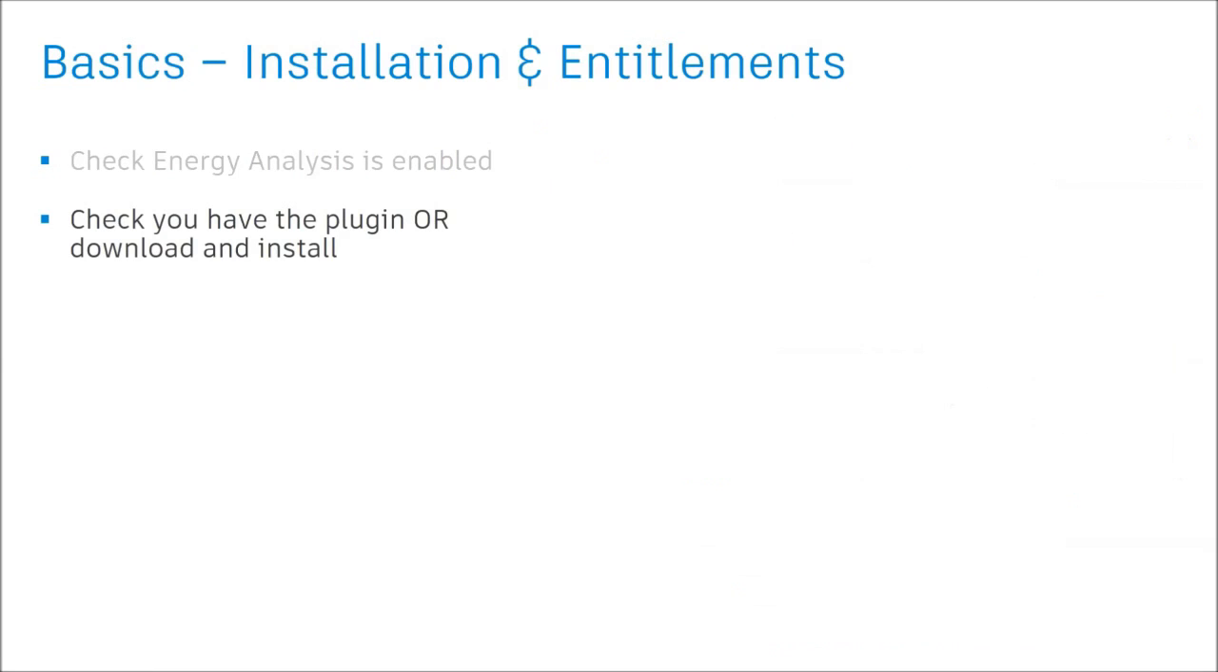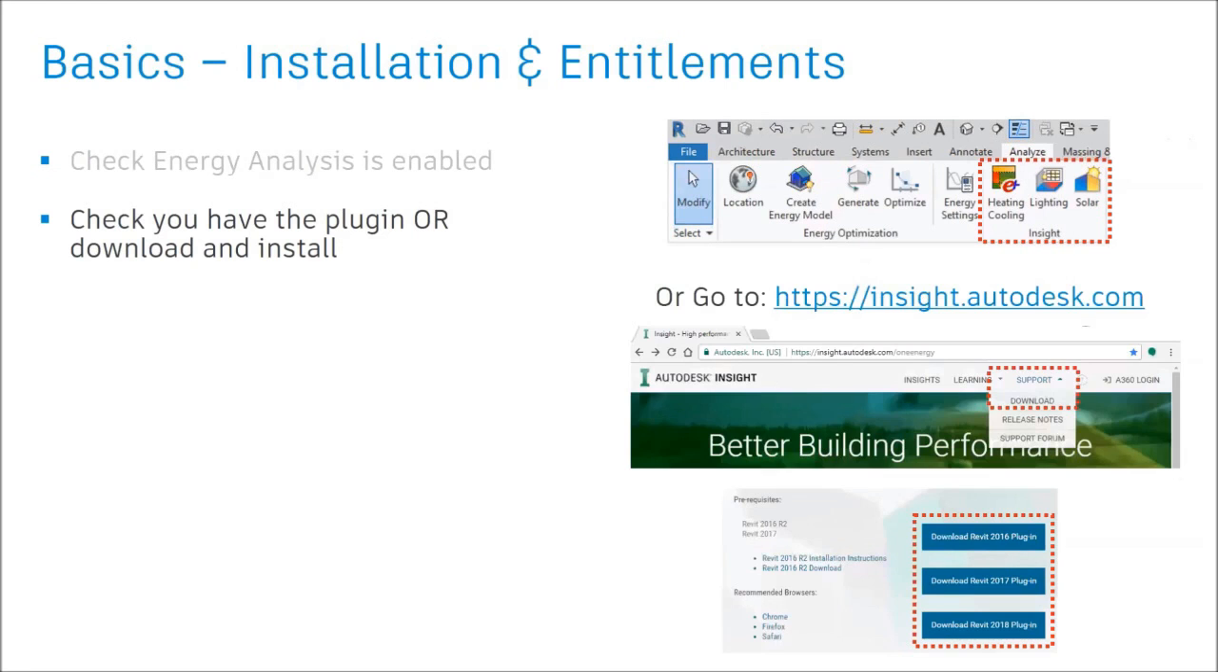The other part of Insight beyond energy, around lighting and solar and so on, comes as a plugin. So if you don't already have it installed, you can download it. Just go to insight.autodesk.com, and you'll see in this area here under support download, you can download the version that you need for whatever your version of Revit is. Notice we're just about to post the 2019 version. So if you're already on 2019, just give us a couple more days and we'll have that for you.